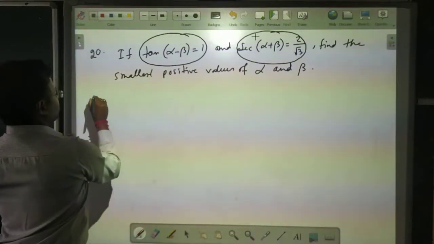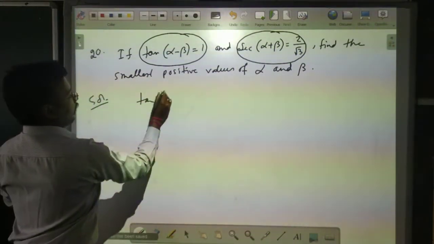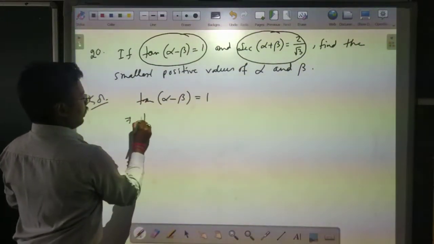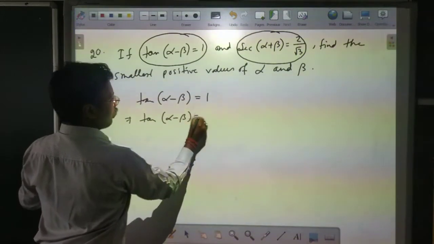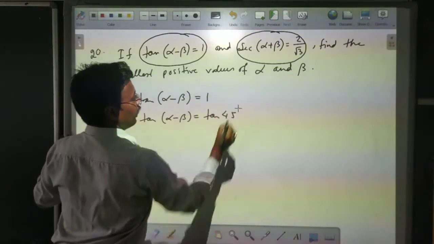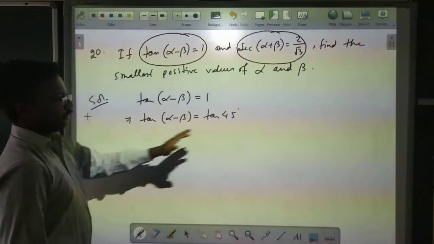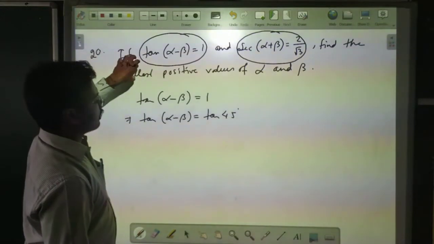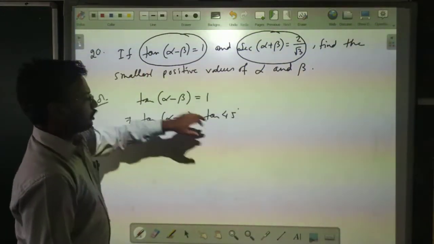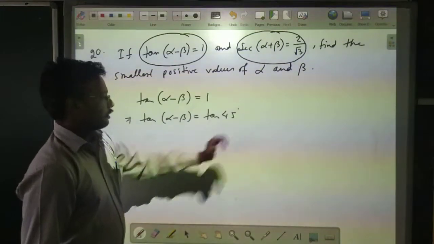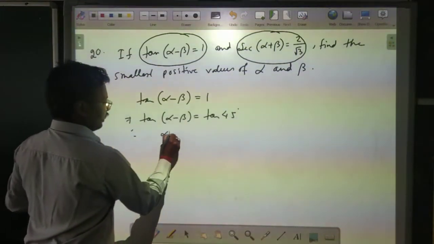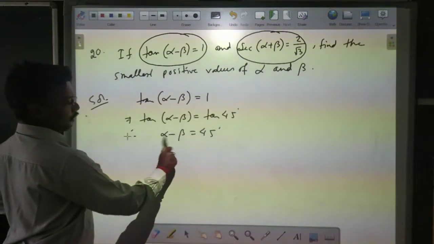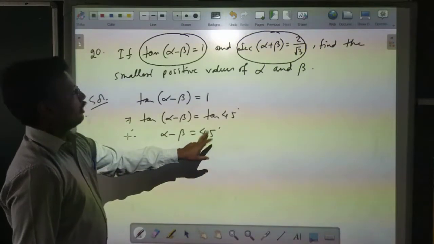So for the first one, tan(alpha minus beta) is equal to 1 can be written as tan(alpha minus beta) is equal to tan 45 degree. We are comfortable with degrees, and in the question it is not mentioned whether to get the answer in degrees or radians, so we can write with degrees. So from here we are getting alpha minus beta is equal to 45 degree. So that means the difference of two angles is 45 degree.